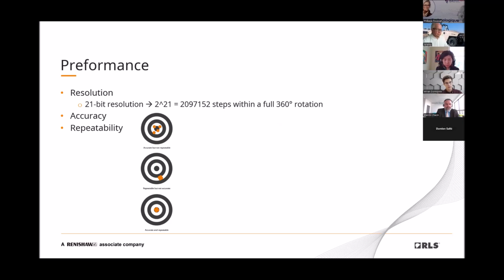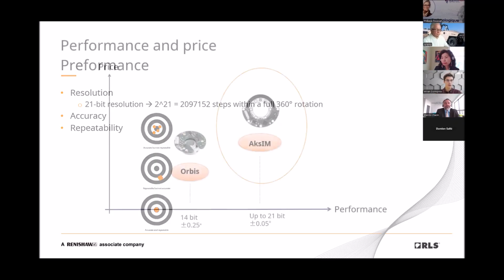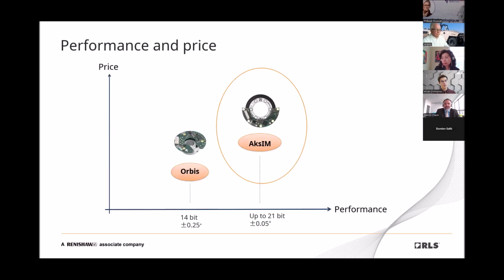In choosing an encoder, we have to be smart about chasing these criteria in relation to price and which of those features is the most important for our application. Going back to our example for a collaborative robot, it turns out that this example of an Axim encoder with up to 21 bits of resolution is a perfect match of price and performance for the example that we are discussing.